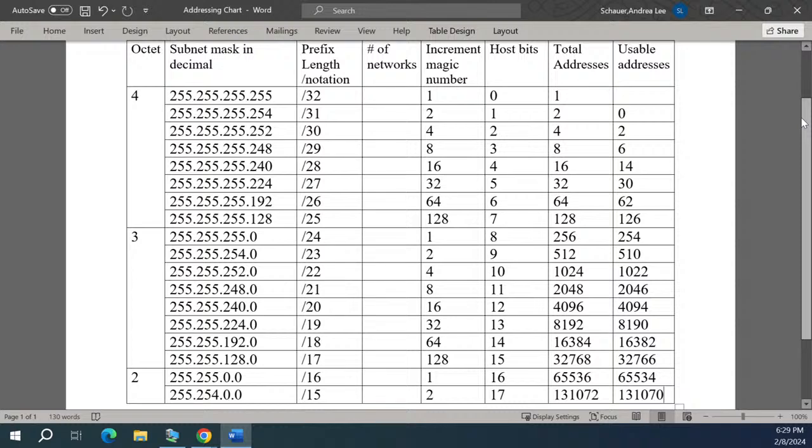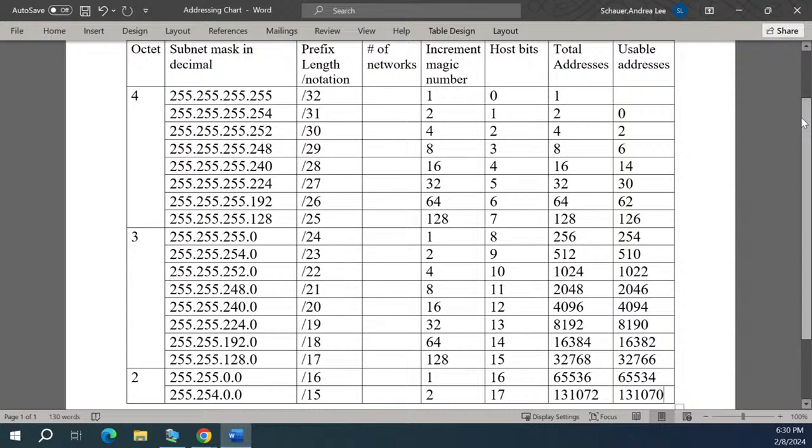7, right? 254, so here's our 254. 1, 2, 3, 4, 5, 6, 7. So the math would be 2 raised to the power of 7, which equals 128. So we'd be able to get 128 networks if our subnet mask was a /31. Now what about this one? How many network bits do we have in the 4th octet? 6. So if we did 2 raised to the power of 6, how many networks could I get?